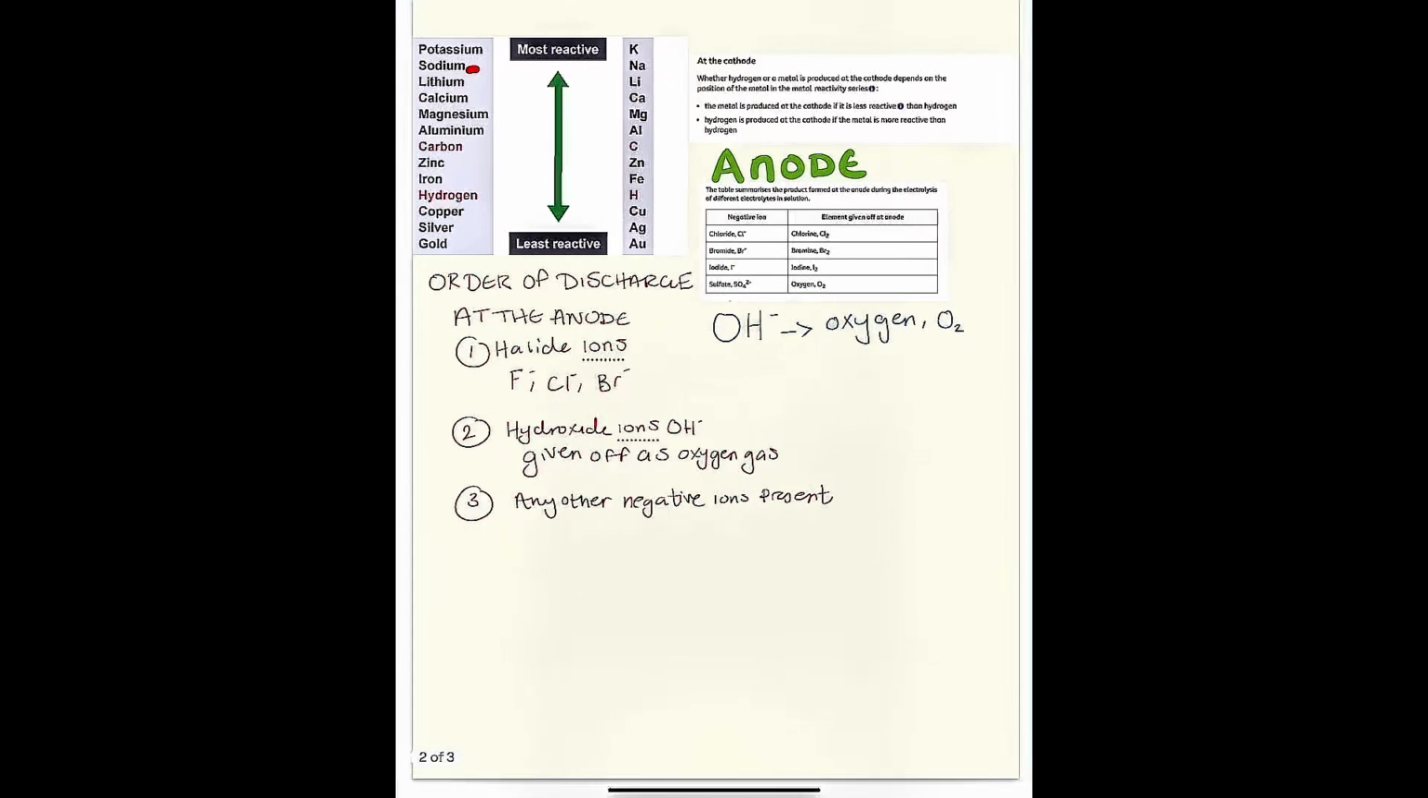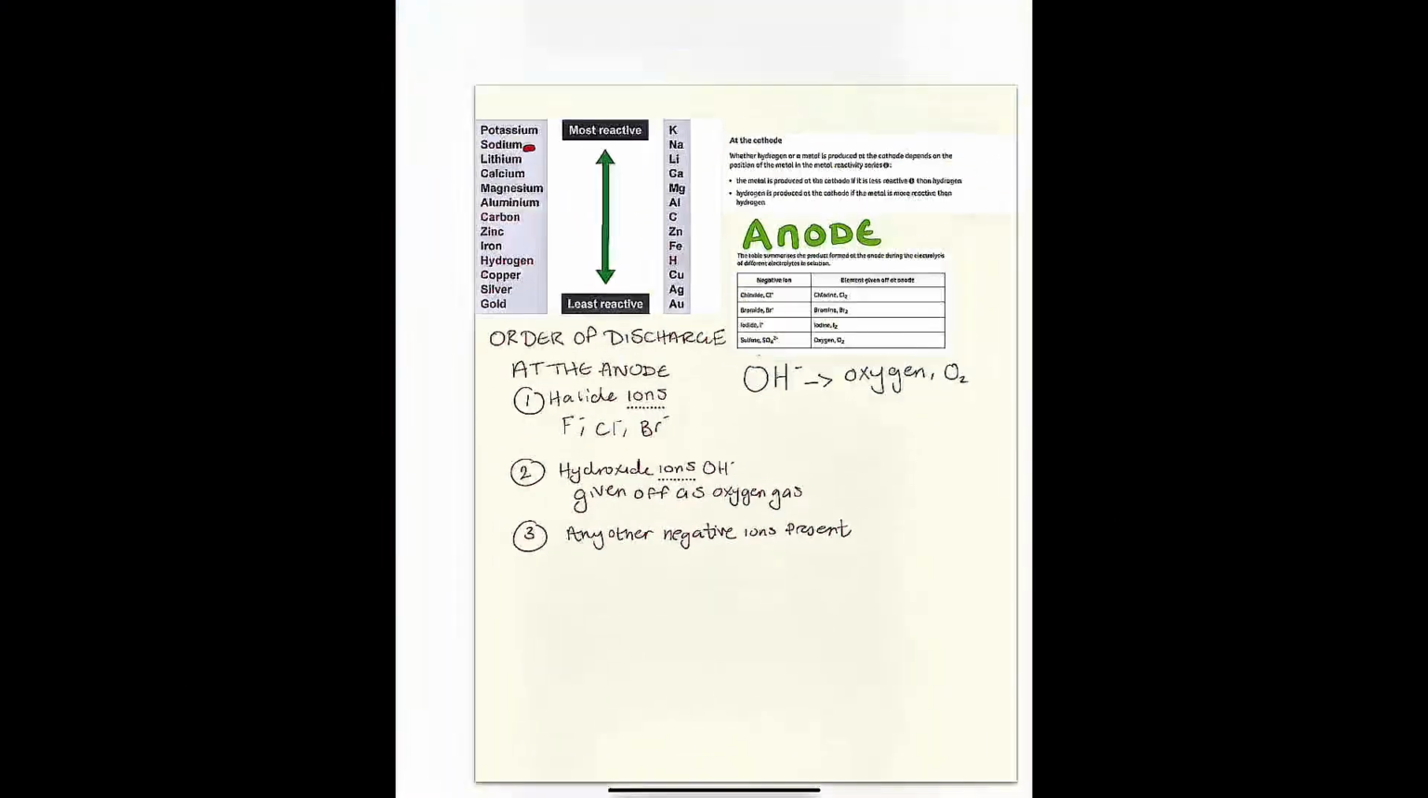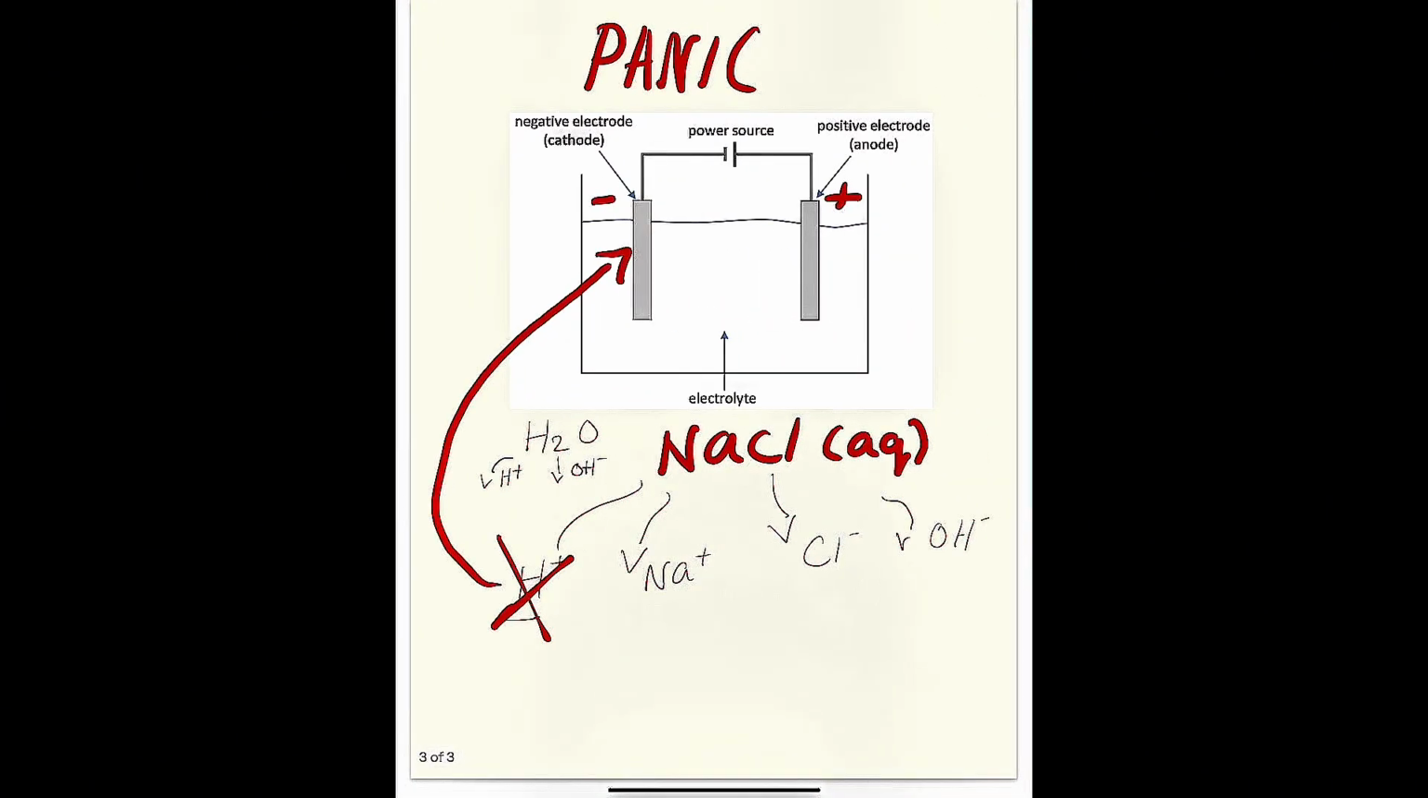So the order of discharge at the anode is halide ions. If there's a halide ion, then that will be made at the anode. Or if there isn't, then if there are hydroxide ions, that gives out oxygen gas. And if there are no hydroxide ions, if it's any other negative ions, then that will be made at the anode. So we can clearly see over here that we have the chloride ion, which is a halogen. So this halogen is going to be discharged at the anode.